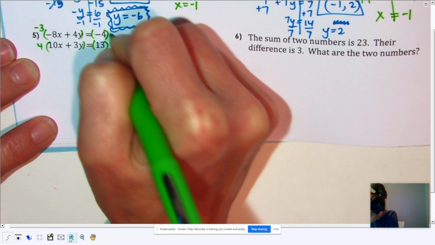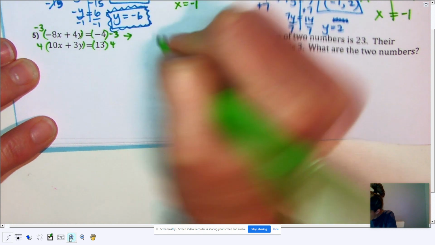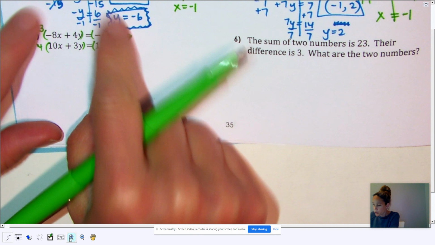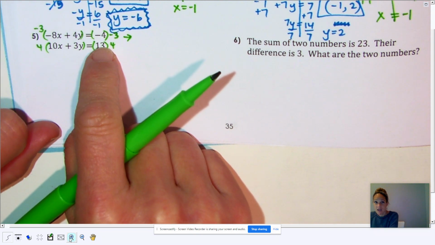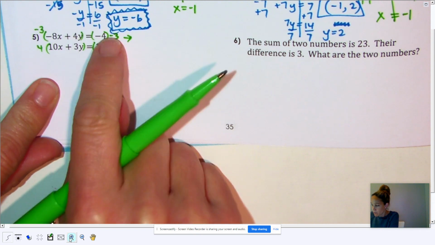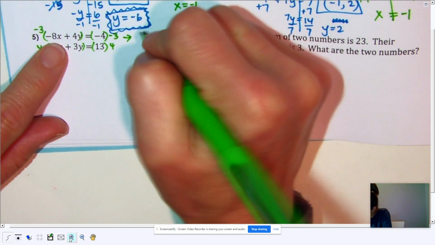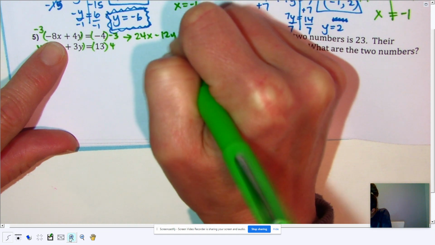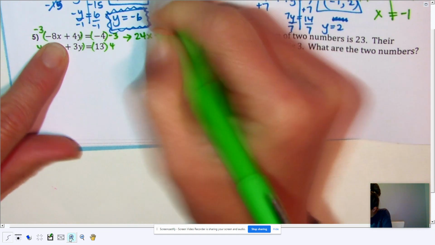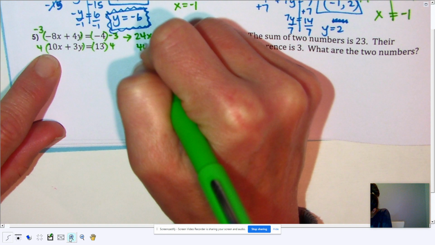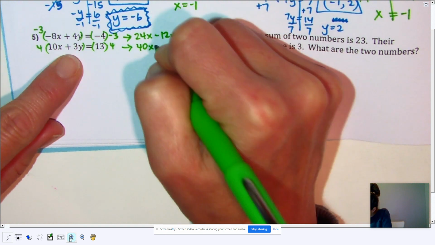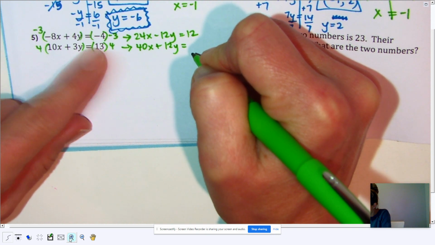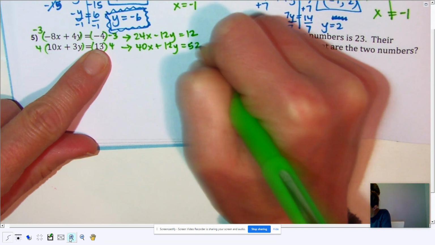Okay, so here's our new equations. And you don't have to write it on both sides like I did. You could just put the whole equation in parentheses, but sometimes when that happens, you forget to multiply it by the other side. So that's why I wrote it twice there. So we have a positive 24x, we have a negative 12y, and we have a positive 12. On this side, we have 40x plus 12y equals 4 times 13. That would be 40 plus 12, which is 52.